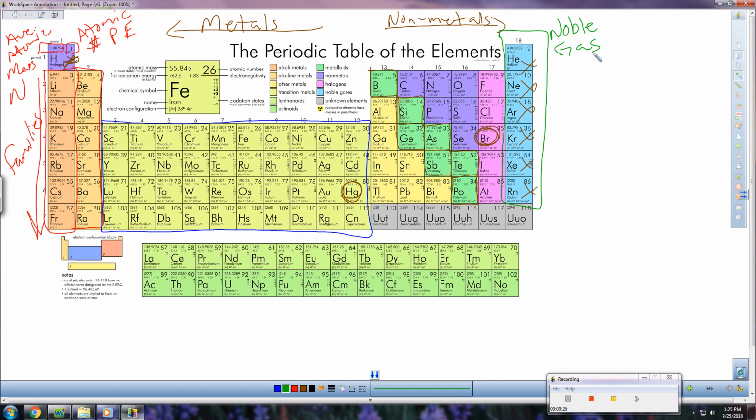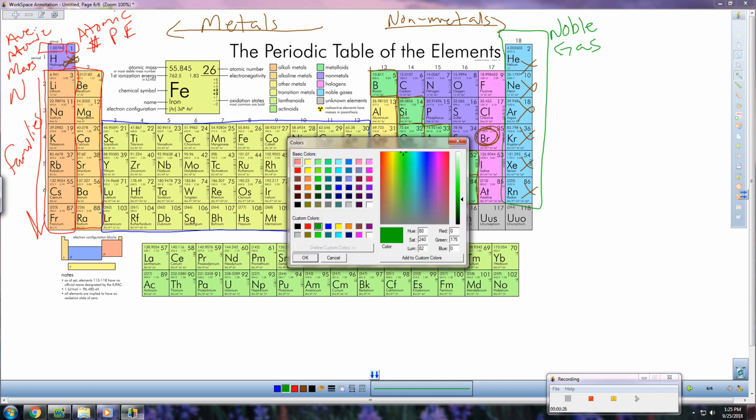The other thing that we haven't pointed out, and I'm going to change colors here for a second. Hopefully I can get a better color. Let's see.